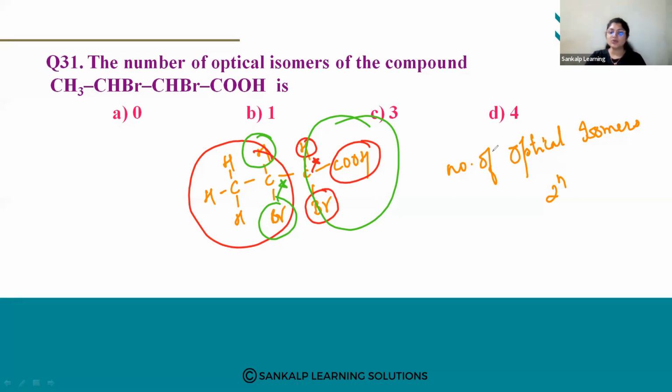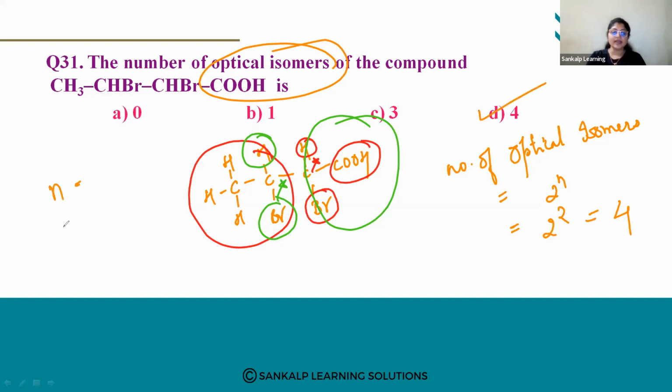So 2 raised to n, 2 raised to 2. N is nothing but the number of chiral carbons. So it will be 2 into 2, that will be equal to 4. So the number of optical isomers obtained from this is 4. So it is option number D.